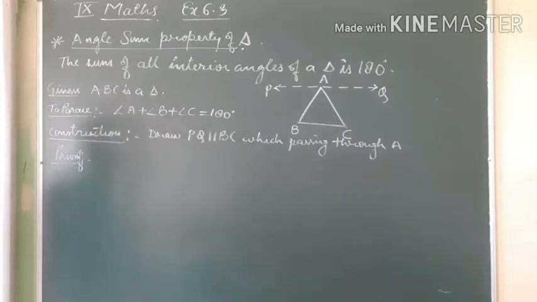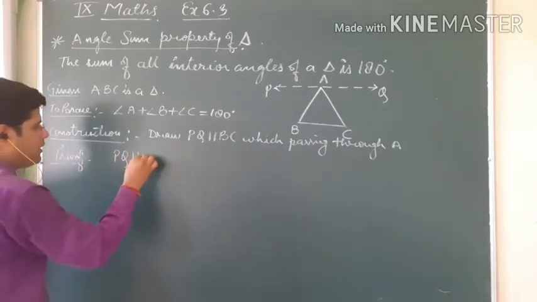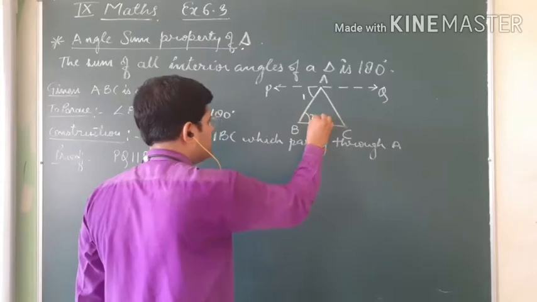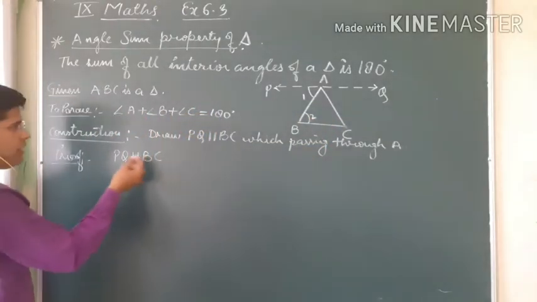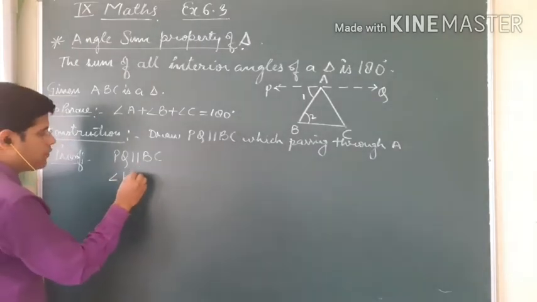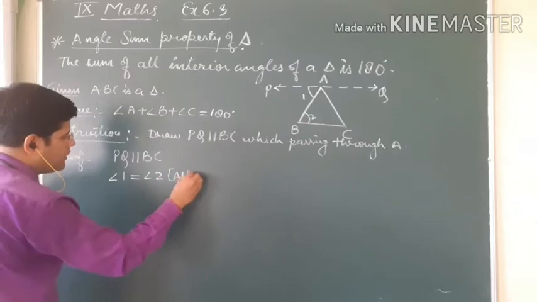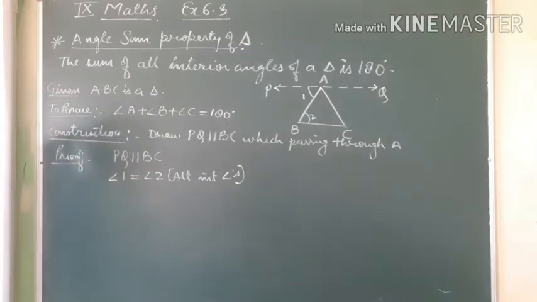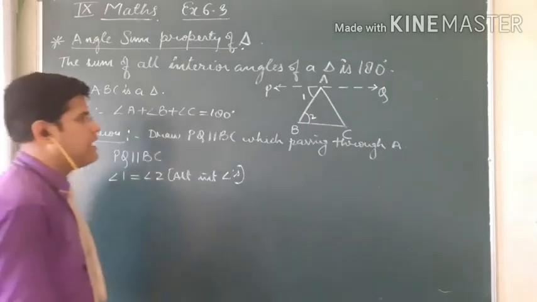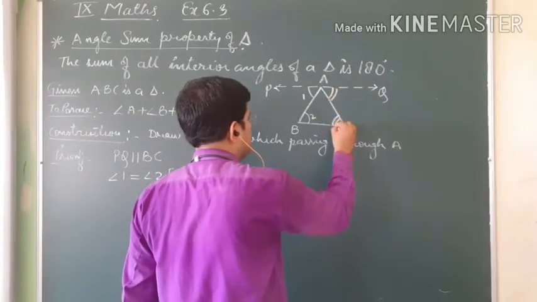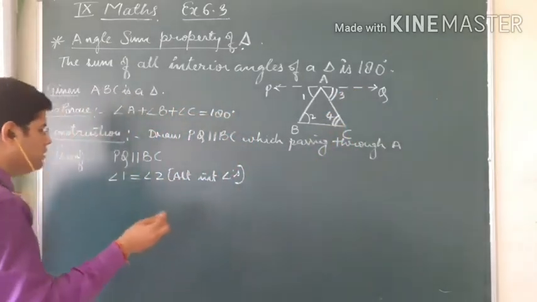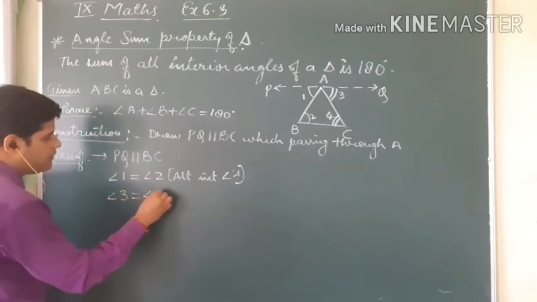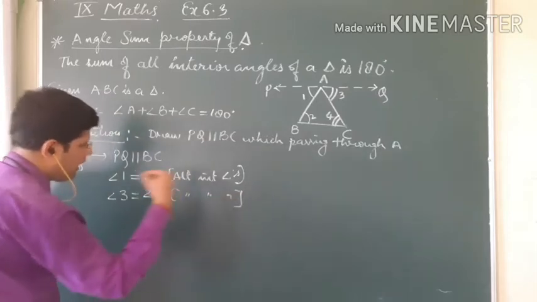How can we prove that? Here we have a parallel line, PQ parallel to BC. If PQ is parallel to BC, this angle 1 and this angle 2 form a special pair known as alternate interior angles. So if lines are parallel, we can write angle 1 equal to angle 2. Why? Alternate interior angles. If you mention a parallel line, then you can use this property. After that, angle 3 is equal to angle 4. Because PQ is parallel to BC, we can write angle 3 equal to angle 4 with the same alternate interior angles property.